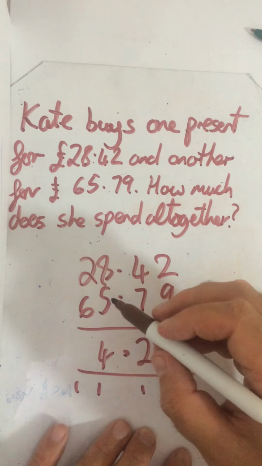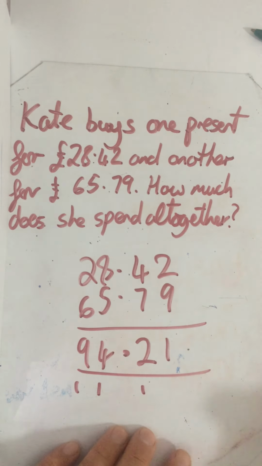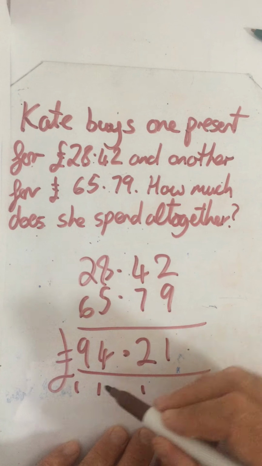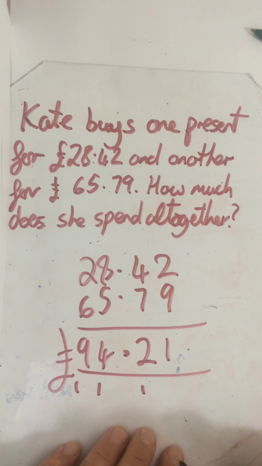and 6 plus 2 is 8, and 1 is 9. So in total she spends £94.21. So that would be our answer. Okay, that would be our answer for that first one. Let's have a look at another one.